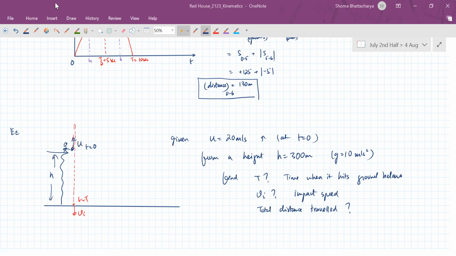So initial height is 300, right? Sorry, the initial height of the ball is 300 before throwing. It is thrown from a height which is 300 meters from the ground. You can see in the diagram now. H is that height where the ball is from the ground, with respect.